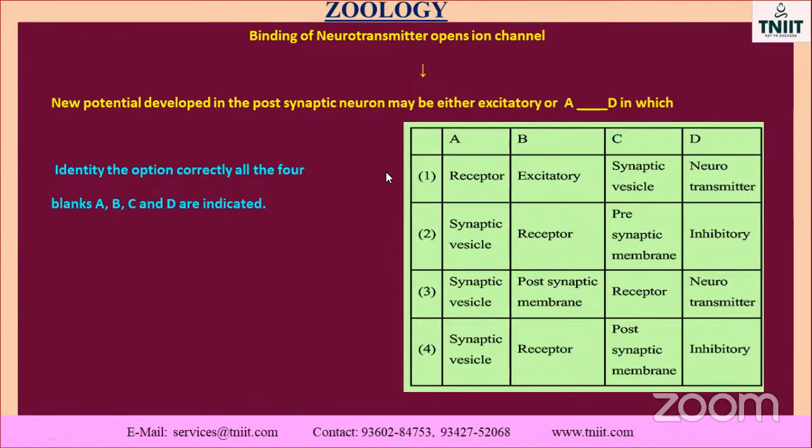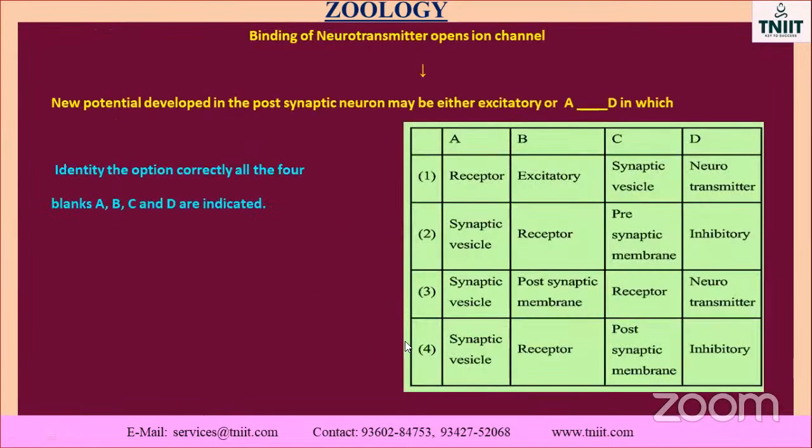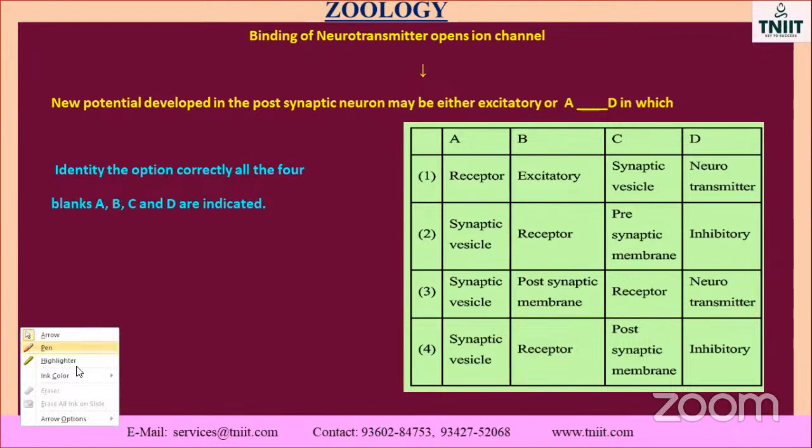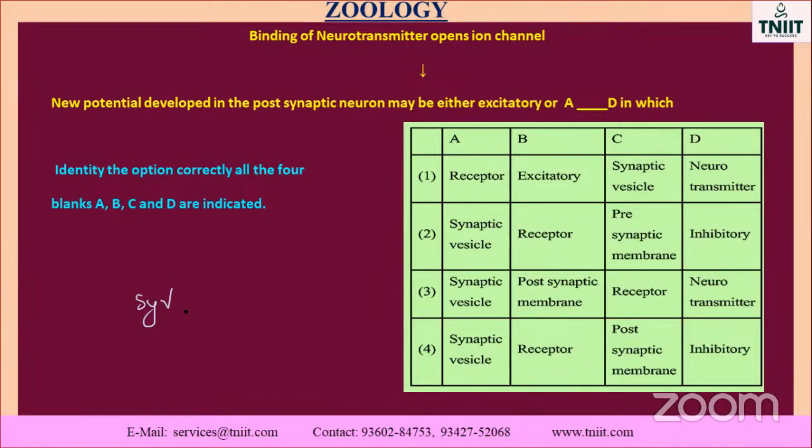See this one. Stimulate the movement of which one? Synaptic vesicle is the first one. How will it be? The impulse arrives at the axon terminal. Okay, and also stimulates the movement of the synaptic vesicle. See here, the 3 parts are there. So the first one is synaptic vesicle. Then only it will receive the impulse.